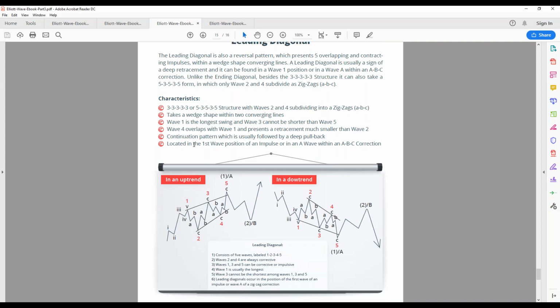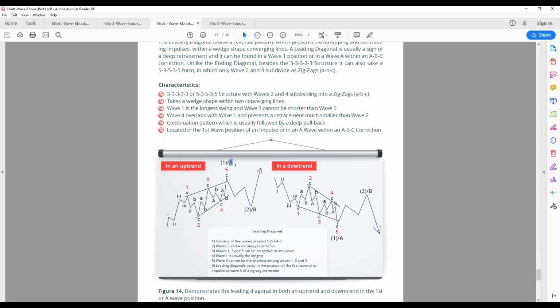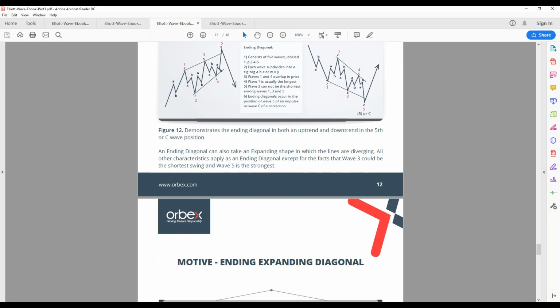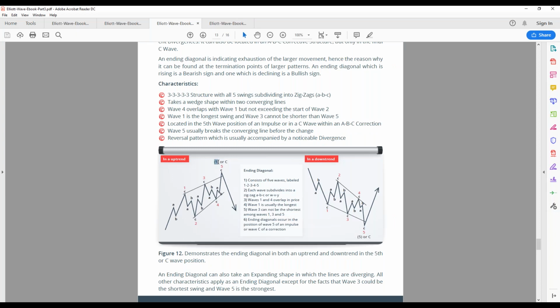I'm getting tired here, guys, so we're going to wrap this up a little bit. Now this is located in the first wave position or in a wave A within an ABC correction. So it's either forming in a wave 1 as a leading diagonal in a 1 2 3 4 5 sequence of an impulse, or a wave A in an ABC corrective structure. Corrective structures are labeled as ABC, right? A leading diagonal only forms in a wave A in a corrective structure. If you think of an ending diagonal, then yes, it would form in a wave C of a corrective structure. Either that, or in a motive sequence, in an impulse, in a wave 5.